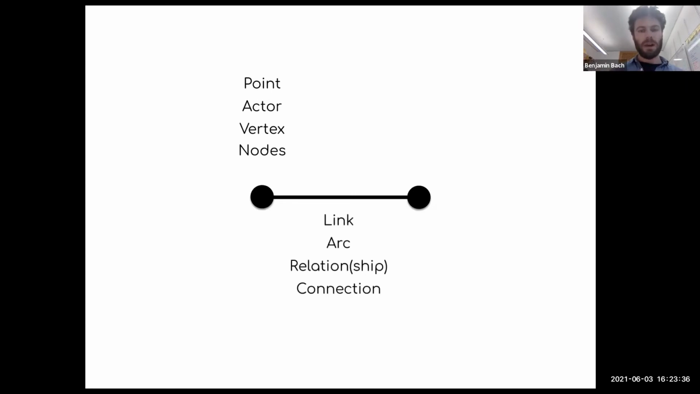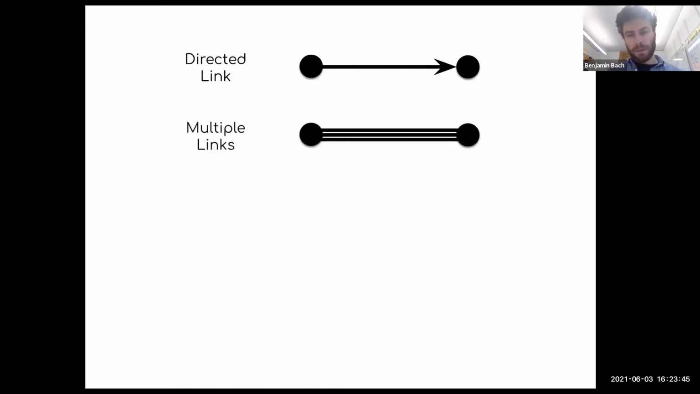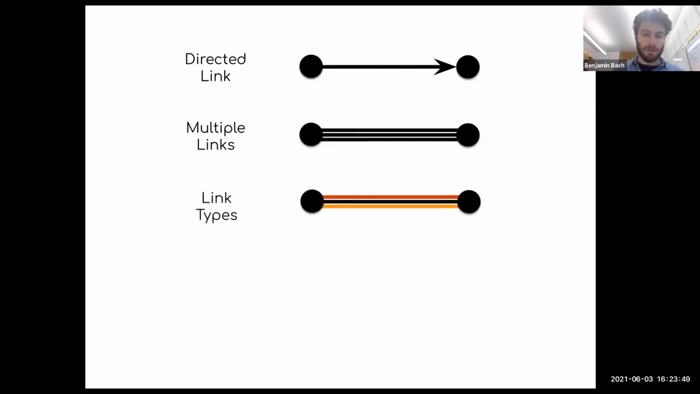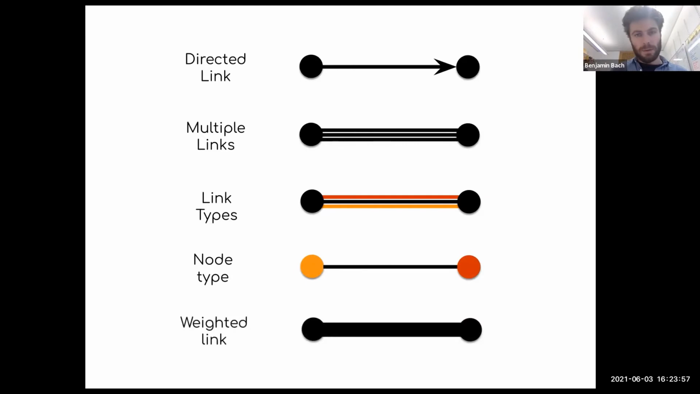These networks usually have attributes. Otherwise, they would just be described as a graph in mathematical terms. And they have attributes such as direction of links, for example. They can have multiple links between the same nodes. We can have link types. We can have node types, whatever attribute you want to associate with the node. We can also have weighted links.